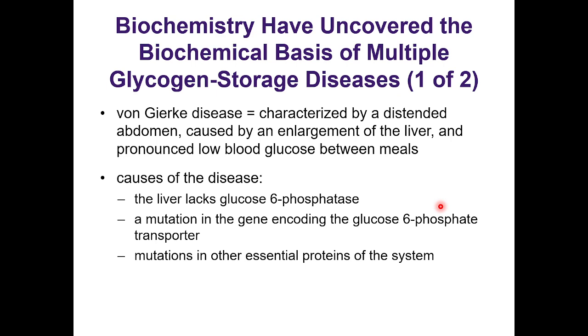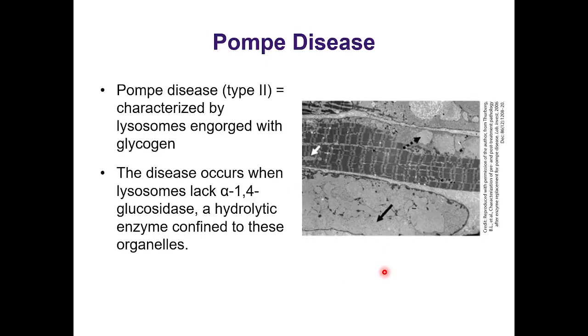I know that's like the theme of the chapter, right? All right, so von Gierke disease is characterized by the distended abdomen caused by enlargement of the liver and pronounced low blood glucose between meals. Causes of the disease: the liver lacks the glucose 6-phosphatase, a mutation in the gene encoding the glucose 6-phosphate transporter, and mutations in other essential proteins of the system. So these are different causes of that disease.